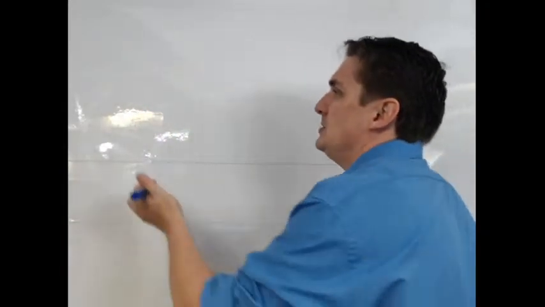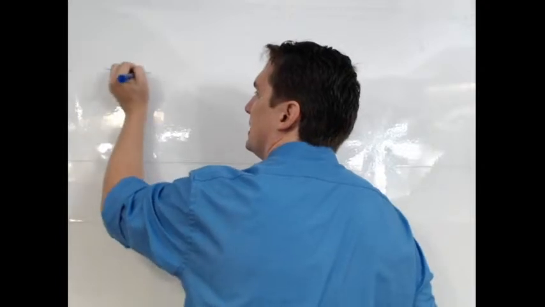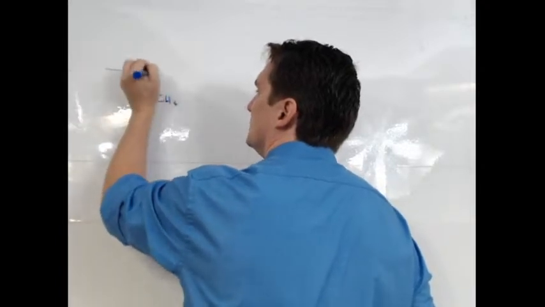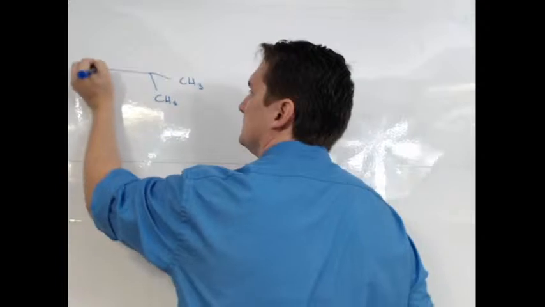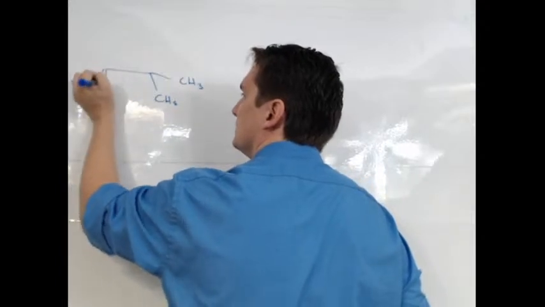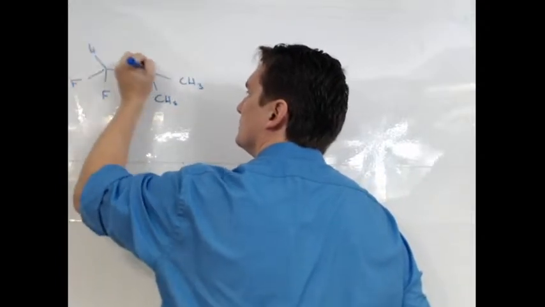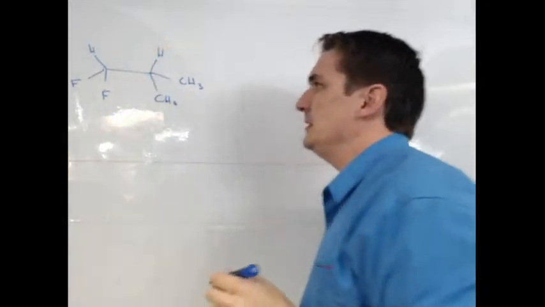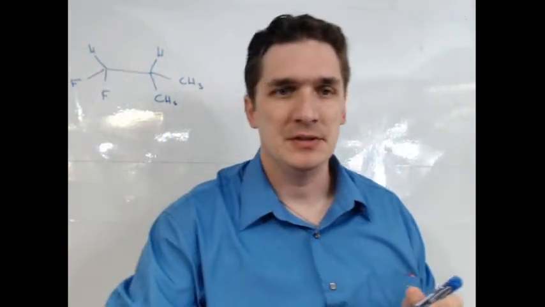But if we have two hydrogen atoms, so let's say we have this difluoro complex with two hydrogens on the side.